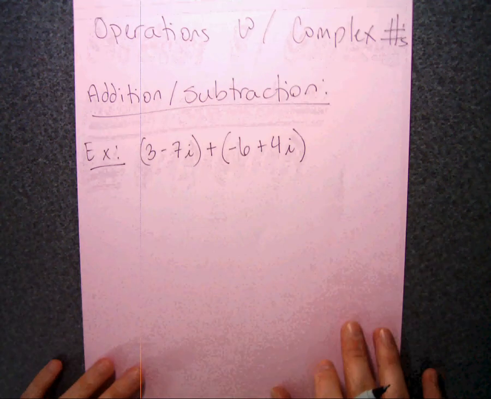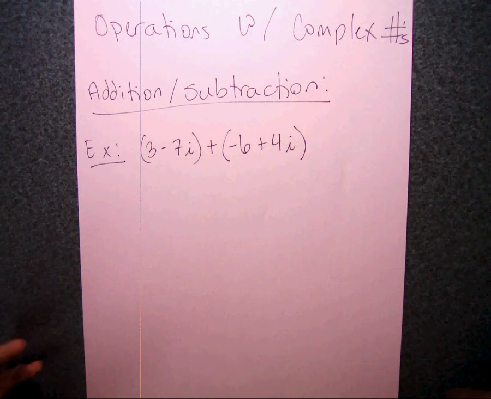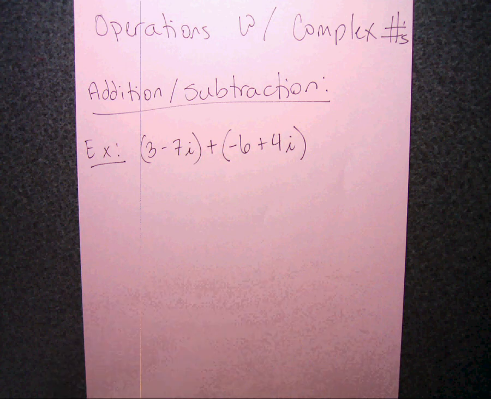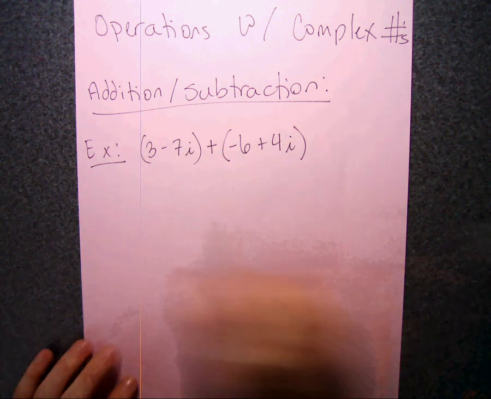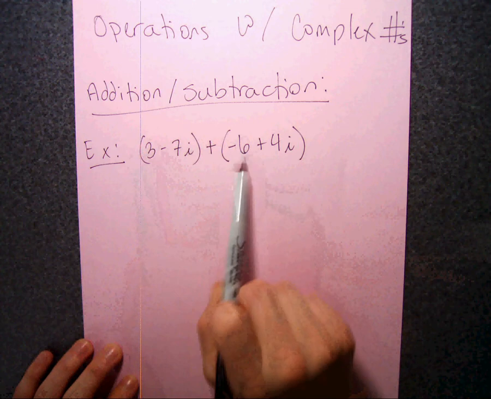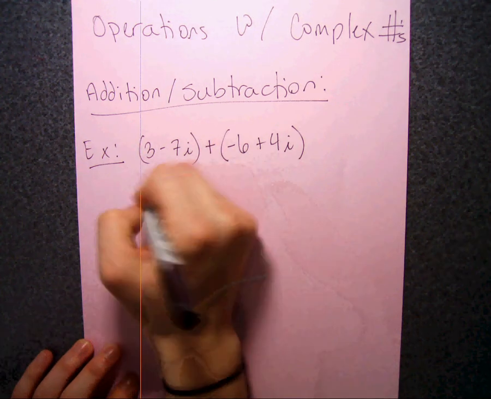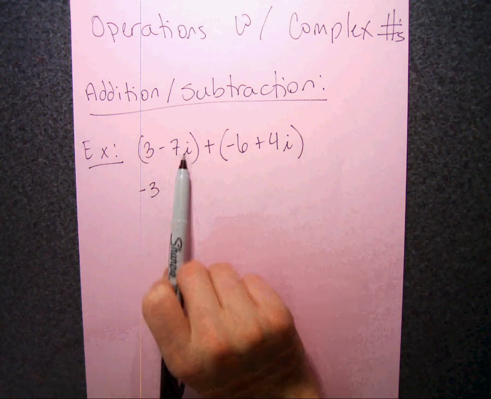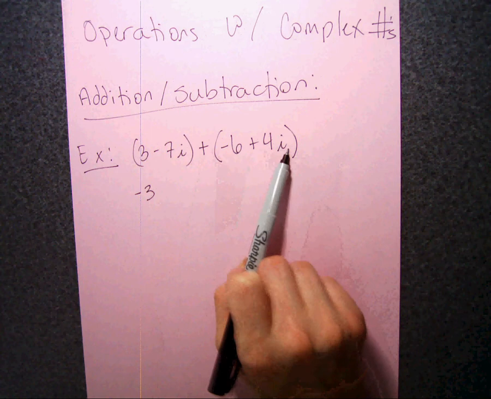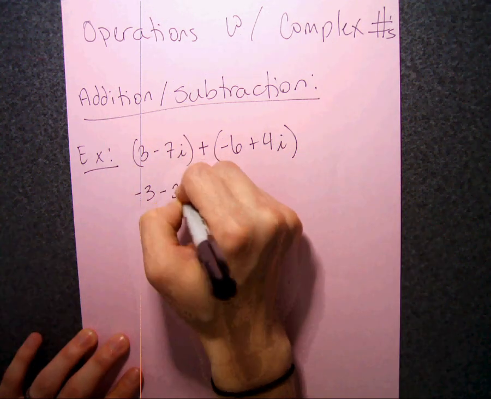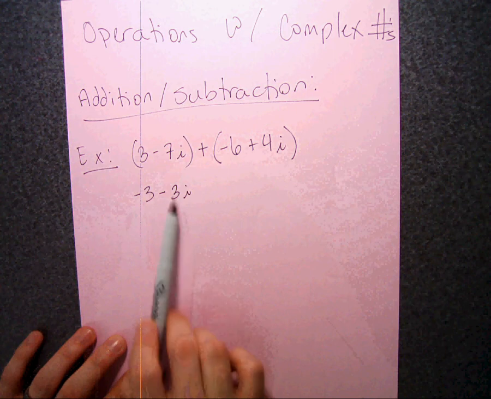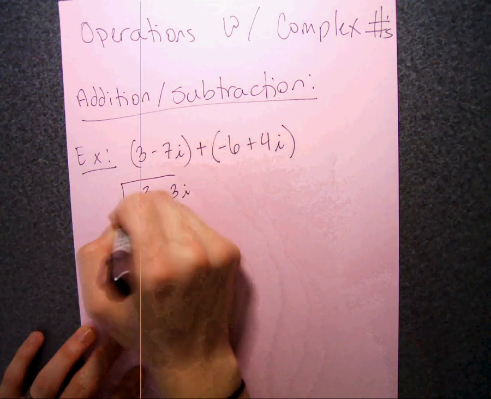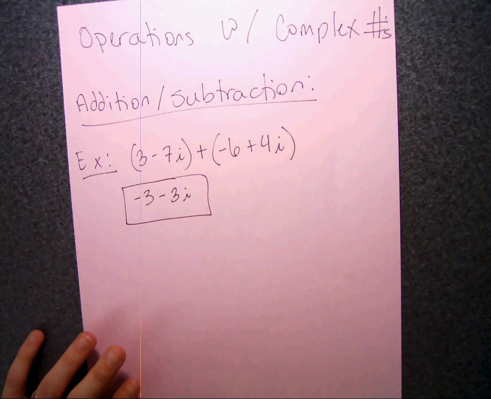So my real numbers are 3 and negative 6. So 3 plus negative 6 gives me negative 3. There's my real part. Now the imaginary part, negative 7i plus positive 4i, should give me negative 3i. I have my real part, I have my imaginary part, so this is in standard form, and there's my final answer. So it's just combining like terms. Okay. Subtraction works exactly the same way.